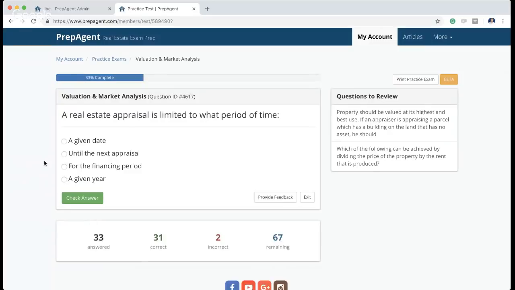Okay. A real estate appraisal is limited to what period of time? A, a given date. B, until the next appraisal. C, for the financing period. Or D, a given year. A given date.